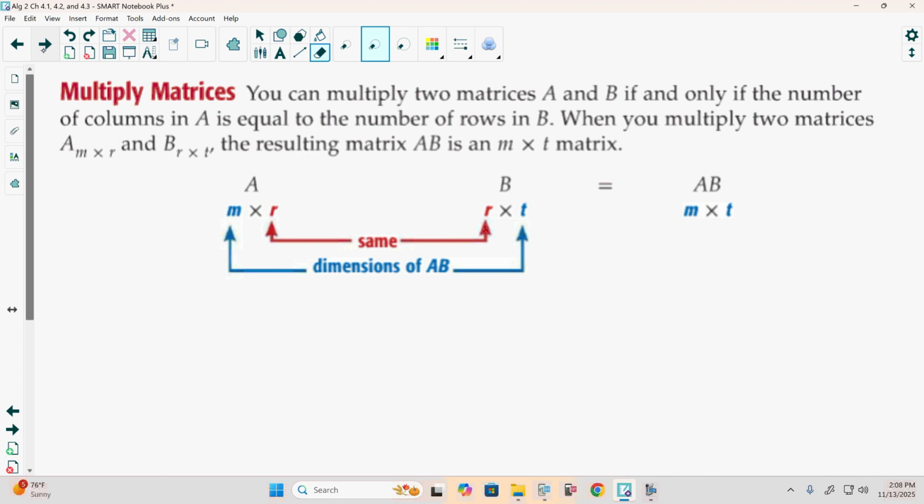We ready for something new? Multiplying matrices.